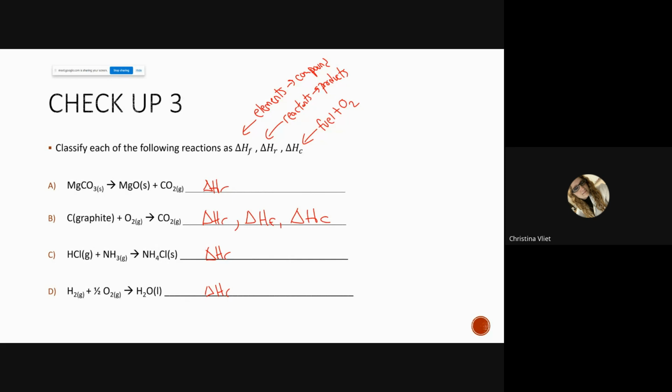Next one. Delta HF? Is this HR an element in its standard state? So can this be a delta HF? No. Can it be a delta HC? If it ain't got oxygen, it ain't a delta HC. So it's just delta HR.